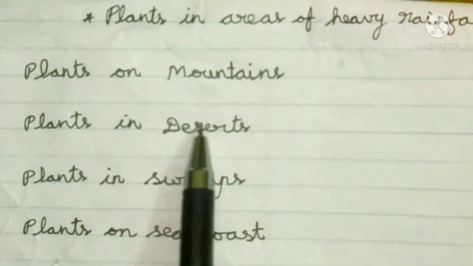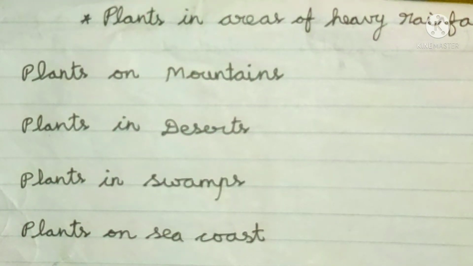Next, plants in deserts. What are deserts? Dry lands that receive very little rain are called deserts. Cactus, babul, and date palms commonly grow here. In desert plants, the leaves are changed into spines to reduce the loss of water. The stem is green and fleshy. It contains chlorophyll. It prepares food for the plant and also stores food and water. Okay.